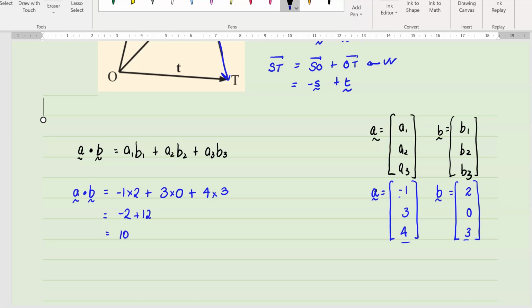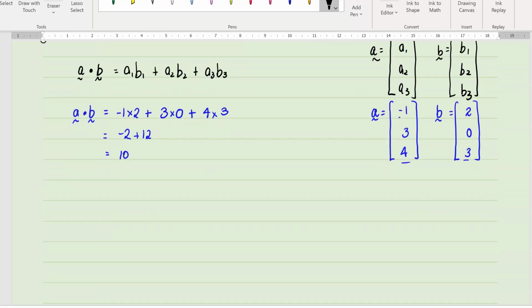Now this means nothing unless it was to equal 0, because we recall that when we find the dot product, if it equals 0, then that means that A and B are perpendicular to each other.